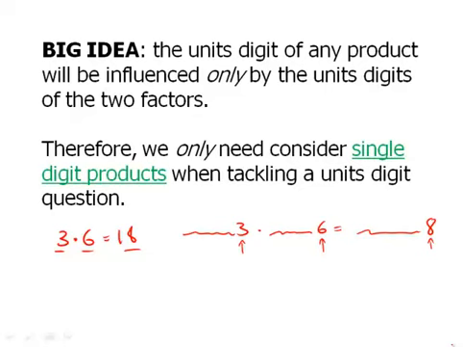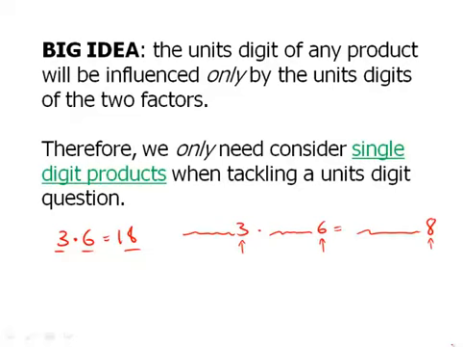Now, if this is a hard idea to understand, what I strongly suggest is stop this video, pick up a calculator, and actually try this for yourself. Enter some numbers. Say, enter a number in the hundreds that has a units digit of 3. Enter another number in the hundreds that has a units digit of 6. Multiply them together. Time and time again, you will get some bigger number with a units digit of 8. You'll always get that same units digit in the answer.